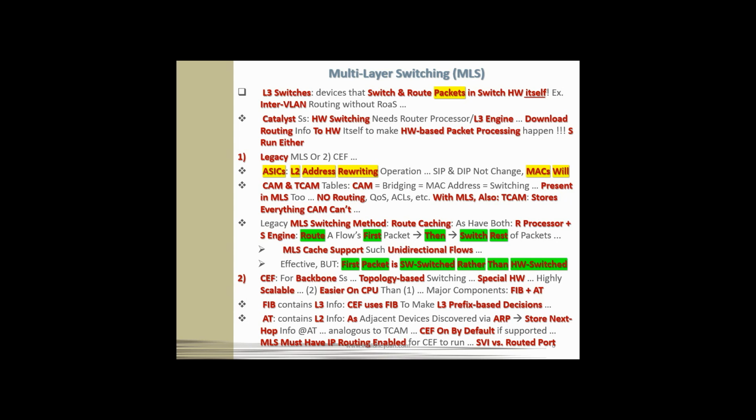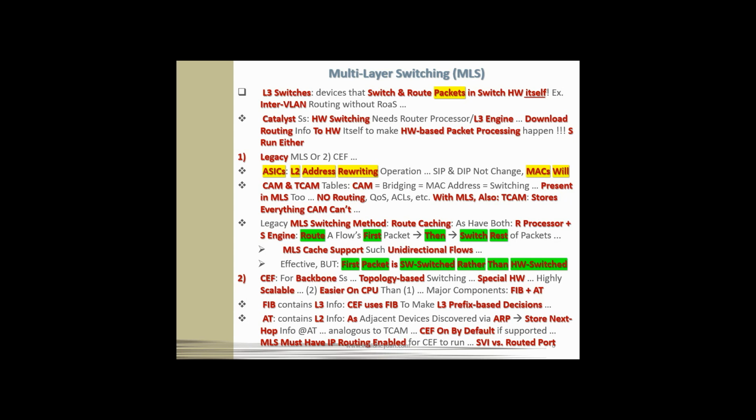FIB's contents will mirror that of the IP routing table in routers. This is because FIB is really just the IP routing table, but in another format. So concept-wise, FIB is the same as the IP routing table. The second major component of CEF is AT.